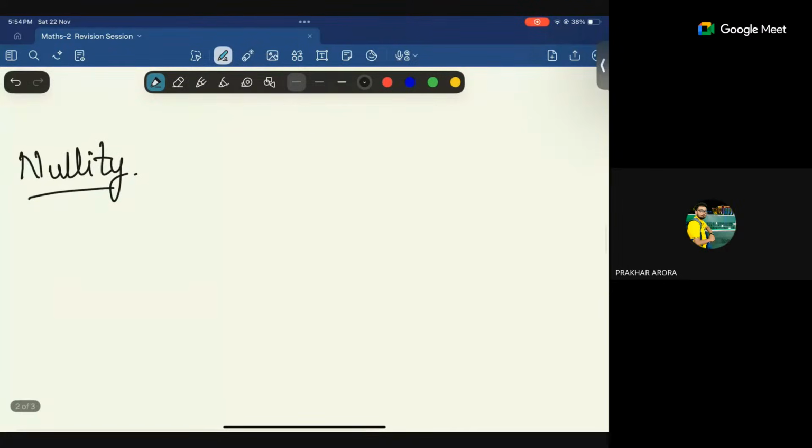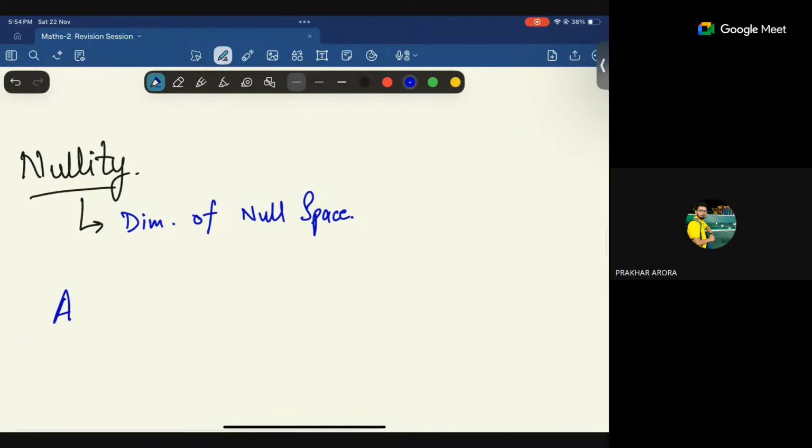I will only talk about nullity here. Nullity is the dimension of null space. And how do we find the dimension of null space? Here I have a matrix. Null space is always associated with a matrix. So I have a 3 cross 4 matrix, let's say any matrix, and you have to tell its nullity.